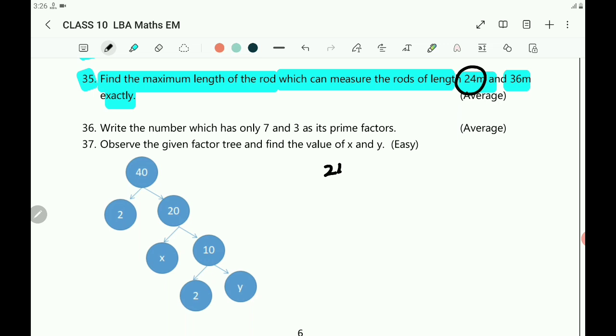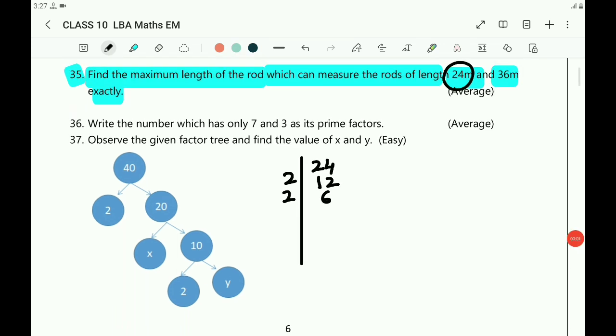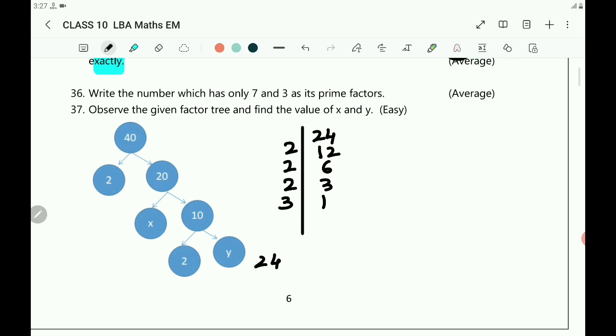Factorize it. 24. You know that it is divisible by 2. 2 12s are 24. Again it is divisible by 2. 2 6s are 12. Again 6 is divisible by 2. 2 3s are 6. Then 3 1s are 3. You write 24 equals 2 into 2 into 2 into 3, that is 2 power 3 into 3.